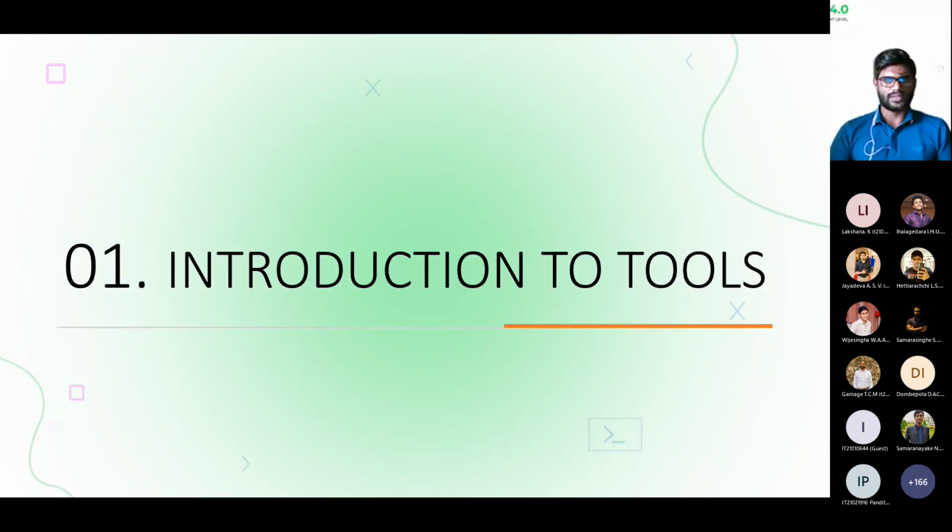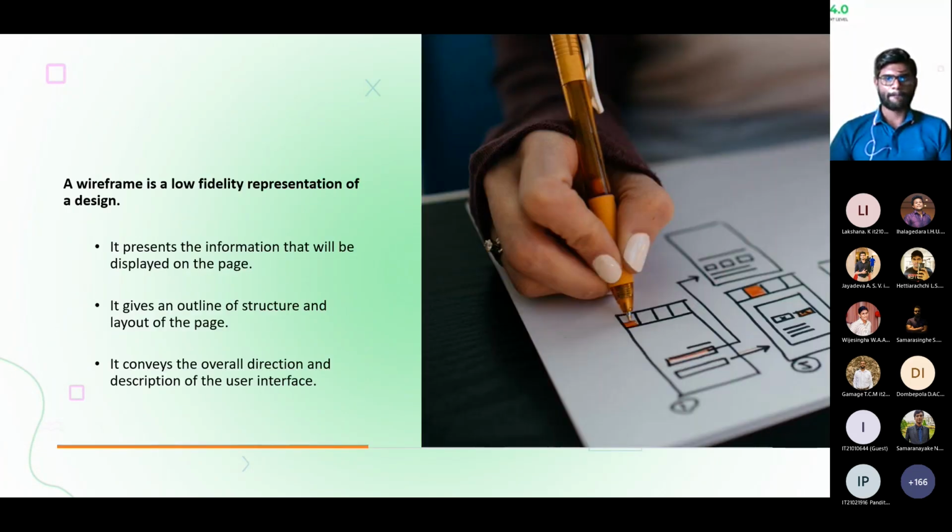So, introduction to tools. What is a wireframe? A wireframe is a low fidelity representation of a design. When we speak about fidelity, there are two types: low fidelity and high fidelity. First, we talk about low fidelity, which means wireframe. In this picture, you can see a wireframe. This is what we call a wireframe.